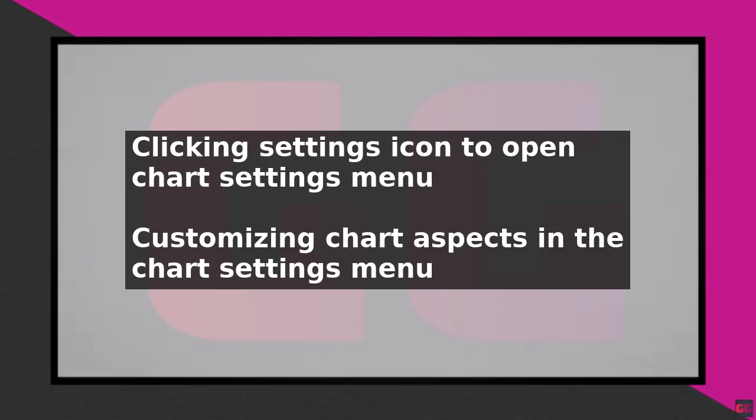This will open the chart settings menu where you can customize various aspects of your chart. In the chart settings menu, click on the Appearance tab. This tab contains various options to customize the visual appearance of your chart, including the grid lines.